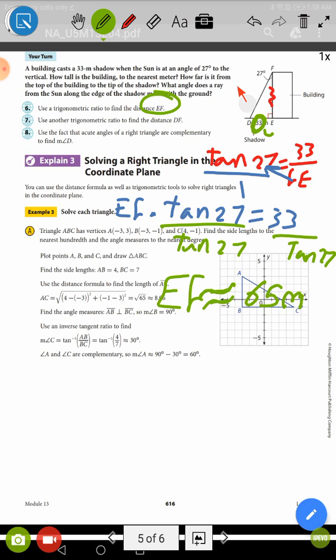To find EF, you can use tan, because we have the opposite, which is given, and the adjacent, which is unknown and we want it, so we use tan.